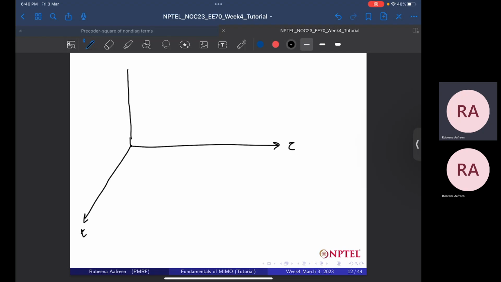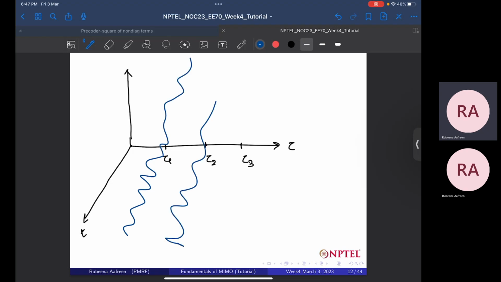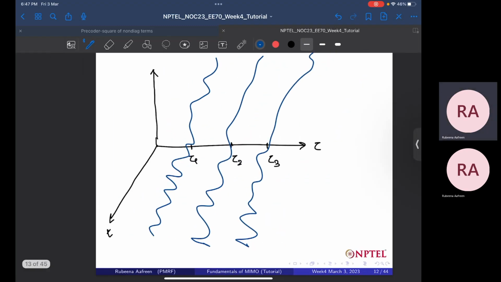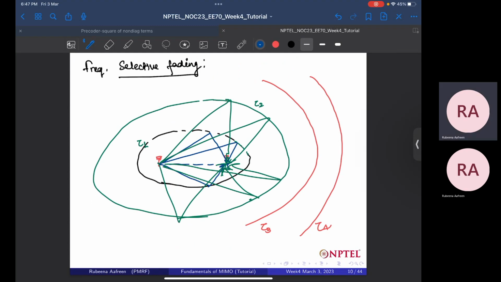Let's change the axis, take the delay here and the time here, like we have done in the previous one. So suppose this is tau 1, this is tau 2, this is tau 3. So this would be the channel. The channel will be varying with respect to time. What it means is that at each delay there is a sum of multipath, right? The multipaths are summed up, which is a time dependent variable. So for each tau, there will be an h(t) existing, which has its own PDF, and then we can calculate the correlation, everything.